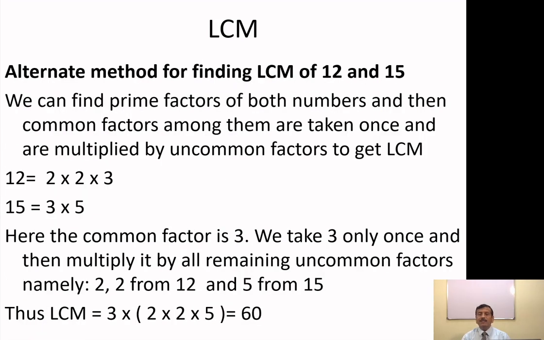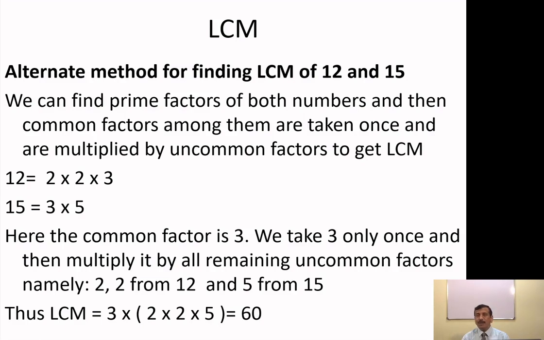Now there is another method of finding LCM, of course, based on the same concept of least among common multiples. We can find prime factors of both numbers and then common factors among them are taken once and are multiplied by uncommon factors to get LCM. Let's see how it goes about. 12 we factorize into the prime factors, 2 into 2 into 3. Prime factor means what? All the factors which are prime numbers.